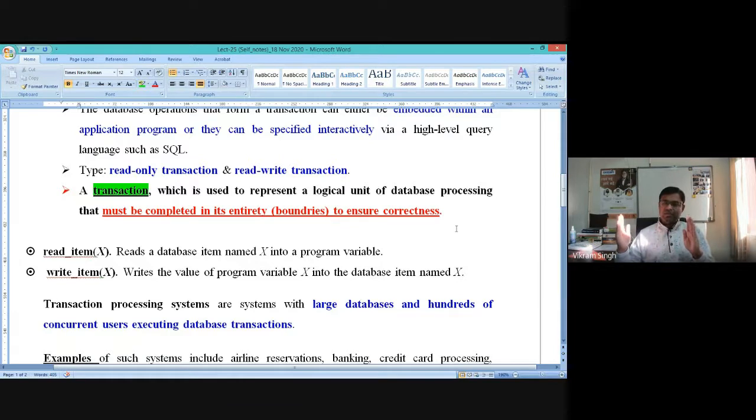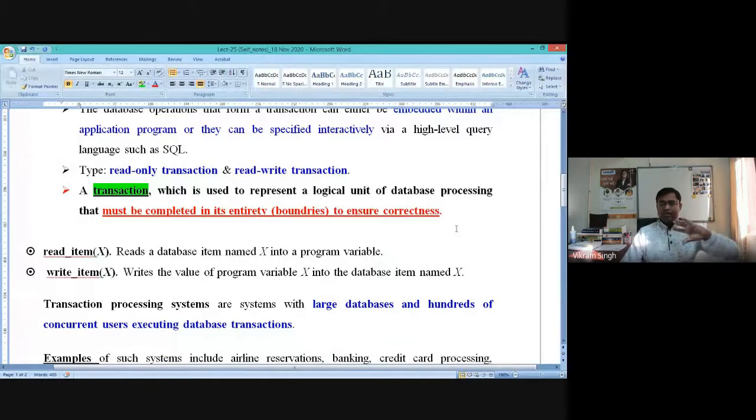Suppose you are transferring some amount of money to your family members, then this transaction assumes that the amount has been transferred to the other account number. So that is the second boundary. Whenever we initiate a transaction, it should complete from this boundary to this boundary. Only then do we consider that it is a successfully executed transaction, right?